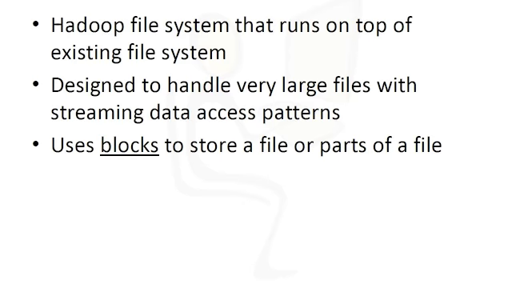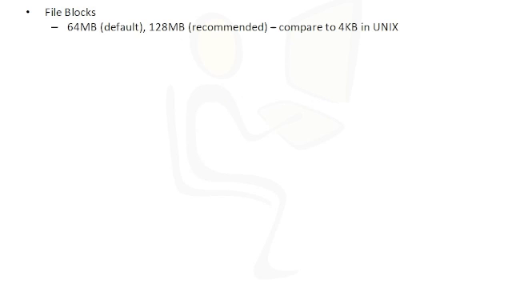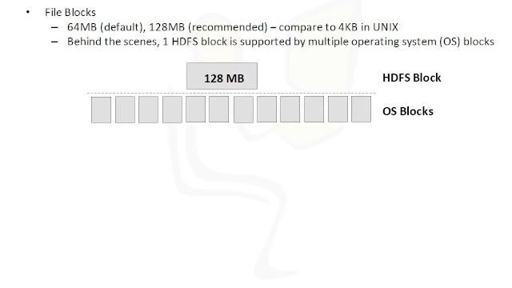Hadoop uses blocks to store a file or parts of a file. This is shown in the figure. Let us now examine file blocks in more detail. First of all, blocks are large. They default to 64 megabytes each, and most systems run with block sizes of 128 megabytes or larger. A Hadoop block is a file in the underlying file system. Since the underlying file system stores files as blocks, one Hadoop block may consist of many blocks in the underlying file system, as shown in the figure.